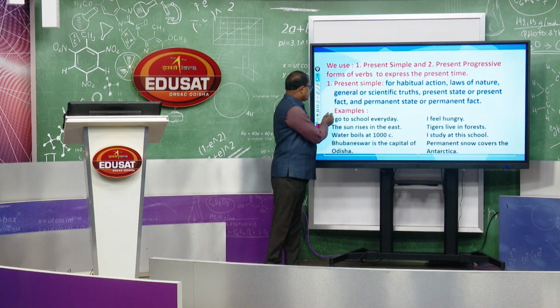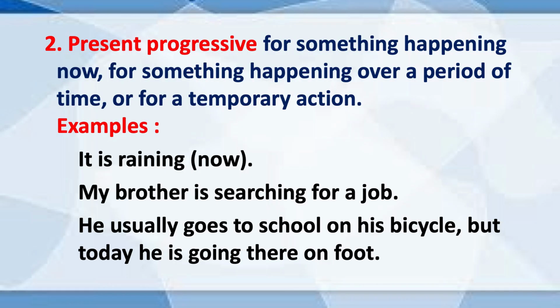And the second one, you see, we use present progressive for something happening now, for something happening over a period of time, or for a temporary action.